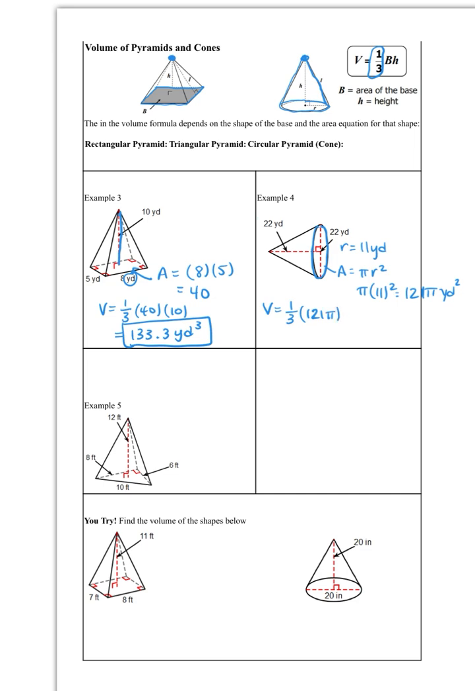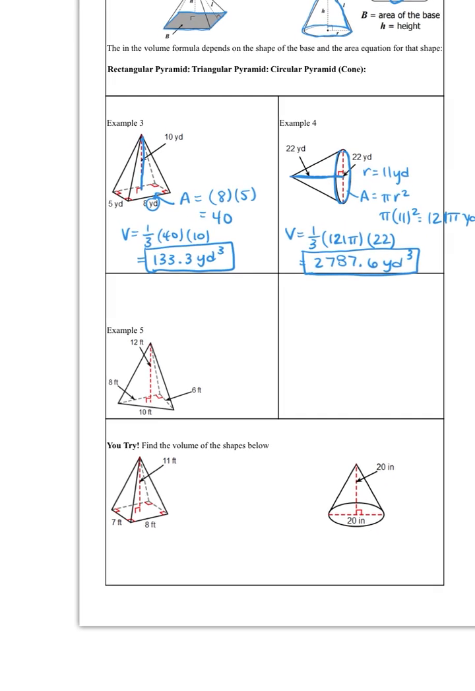121 pi times the height, which is 22. So we're going to do 121 times 22 divided by 3 times pi, which is going to be 2787.6 yards cubed. So on these, you pretty much have to use decimals. The pi thing isn't going to really work unless you get an even number.